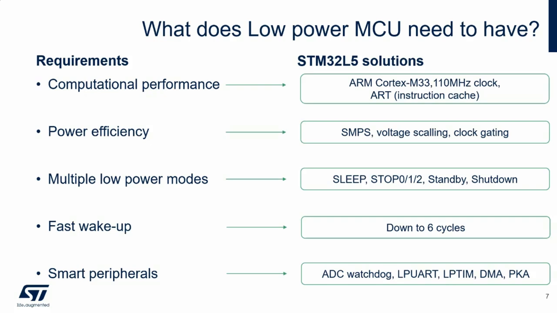Finally, last requirement for microcontroller is set of smart peripherals. Typically, they can help to reduce consumption by offloading CPU and by extending inactive phase of application. Here, STM32L5 offers a wide range of smart low-power peripherals. Among them, we can find watchdog for ADC, low-power UART, low-power timer, DMA, or PKA.